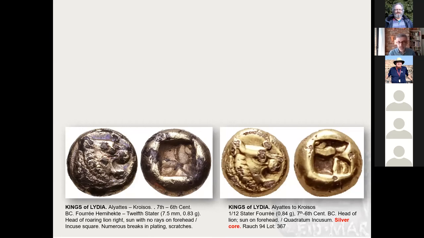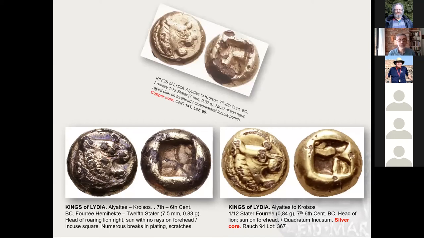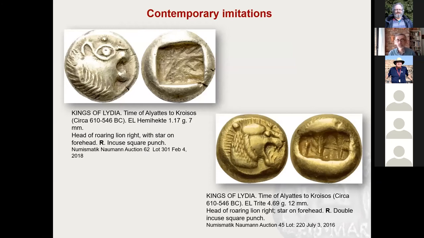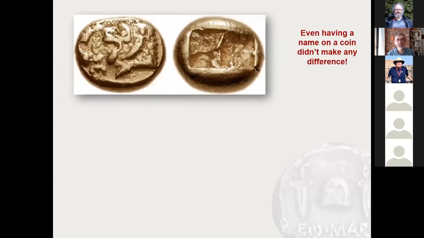However, I have some examples here to share with you that you know will intrigue you. So here, Lydian examples, simply plated base bronze, base plated with electrum. Of course, you had contemporary imitations, and we should not really confuse them with the counterfeit coins that we're talking about. They're imitations. And as long as their metal pureness is fine, people didn't have any problem. As you see, they survived, they circulated, and people didn't have any problem with them.